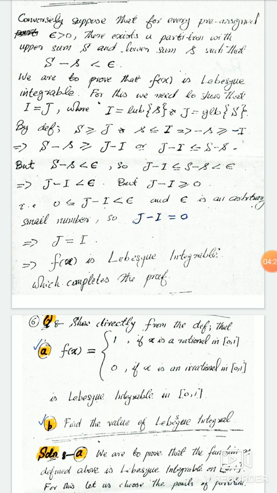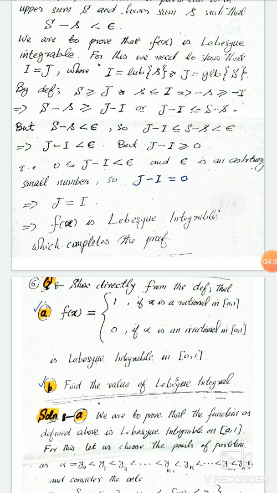This implies that J minus I is less than epsilon, but we know that J minus I must be greater than or equal to 0. We can write that J minus I is greater than or equal to 0 and less than epsilon, because it is a positive difference and epsilon is an arbitrary small number. So it means that J minus I is equal to 0. Shifting I to the right side, J is equal to I. If J is equal to I, this implies that f(x) is Lebesgue integrable, which is the proof.